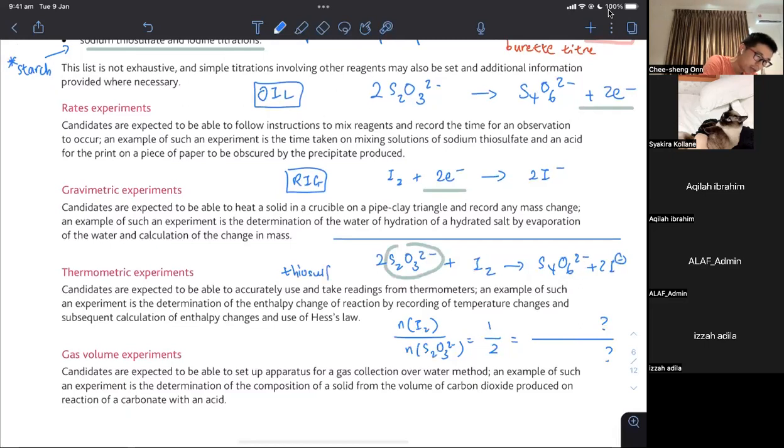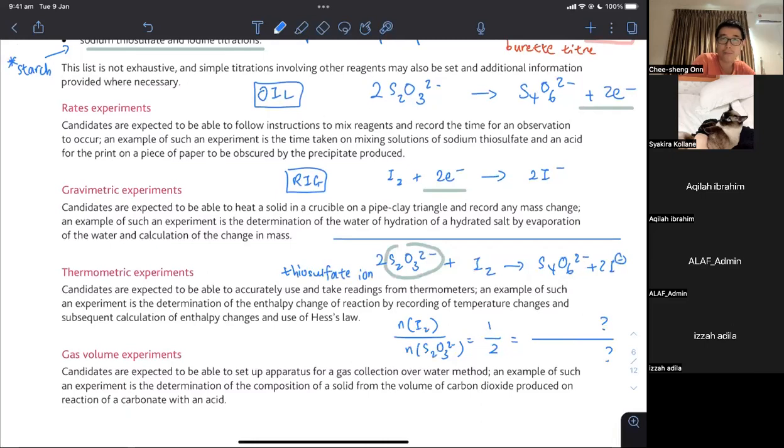So does everyone know that it's called thiosulfate ion? I don't know who I have here. Akila and Shakira and Iza, and that's pretty much everyone. Does everyone here know what is thiosulfate ion? Have you heard of thiosulfate ion before?